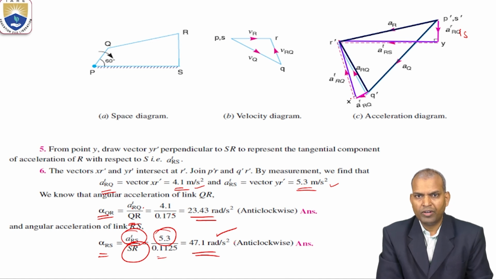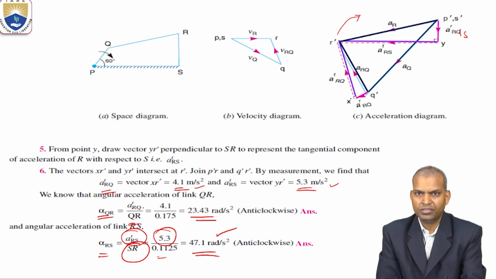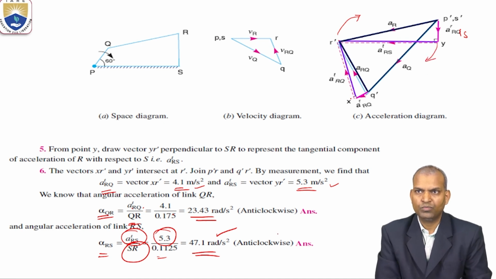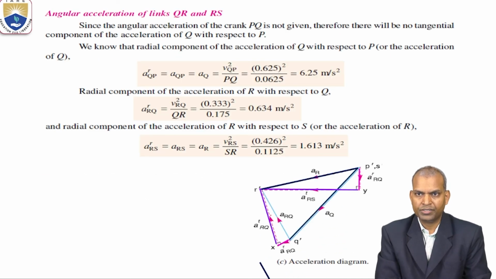How can we know whether it is clockwise or counterclockwise? You can see with respect to the fixed point the direction of rotation. The direction of rotation is clockwise. They mentioned here RQ is counterclockwise. Okay, no, it is in clockwise direction. And alpha RS is also in clockwise direction. So here both are in clockwise only. That is the way one can mention it for all the points, all the acceleration components.